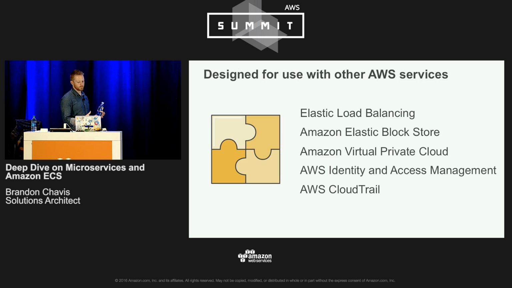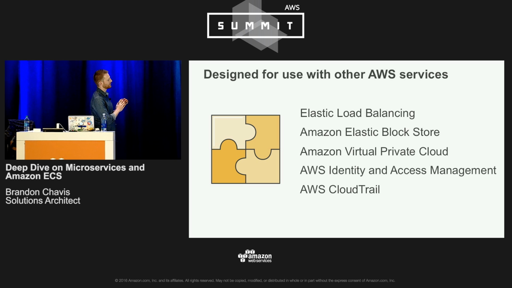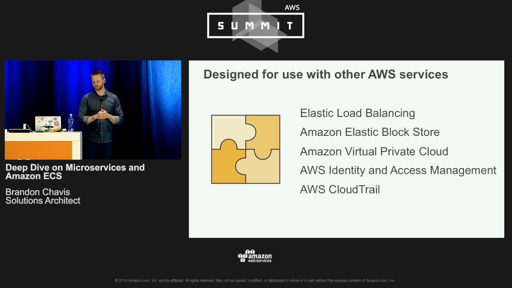Also, ECS is really built to work with the AWS services that you already use. So you can throw your cluster into a VPC, for example. You can use security groups to control access to the EC2 instances in the cluster. You can store persistent information on EBS. You can route traffic to your containers using an ELB. Chances are, if you're using something in AWS already, ECS has you covered, and you can use that functionality with ECS.